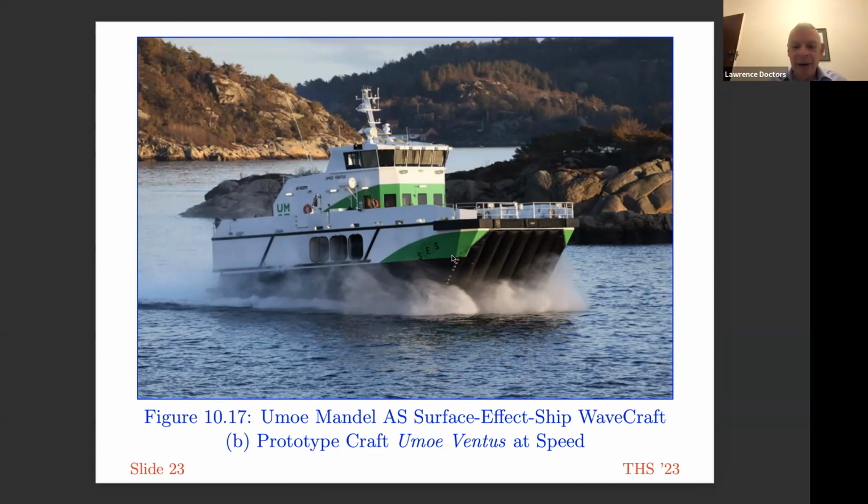This is a surface effect ship, so it's got side hulls. You can see one side hull here. So one only has a seal at the bow and at the stern. A big advantage of a surface effect ship compared to a fully skirted air cushion vehicle is that the skirt system is much less complicated.